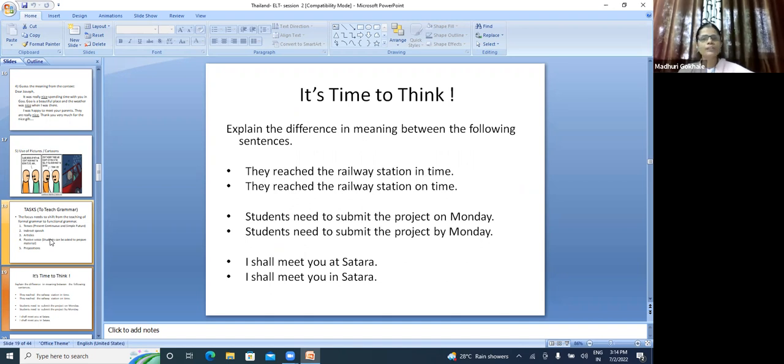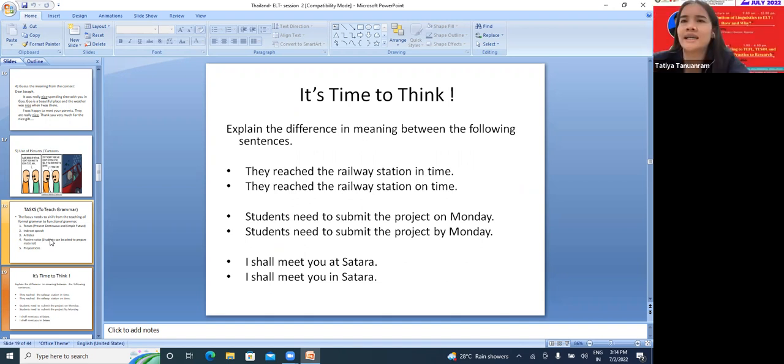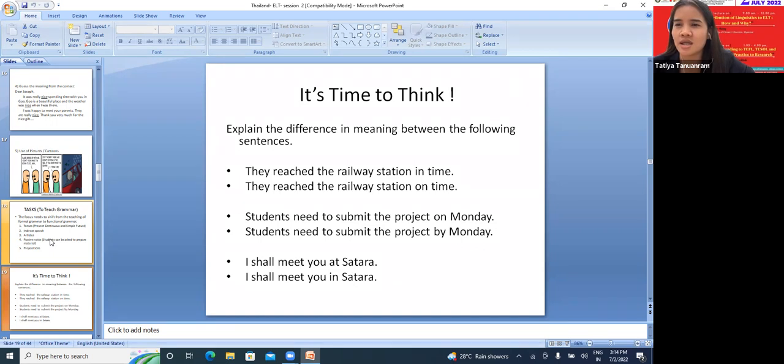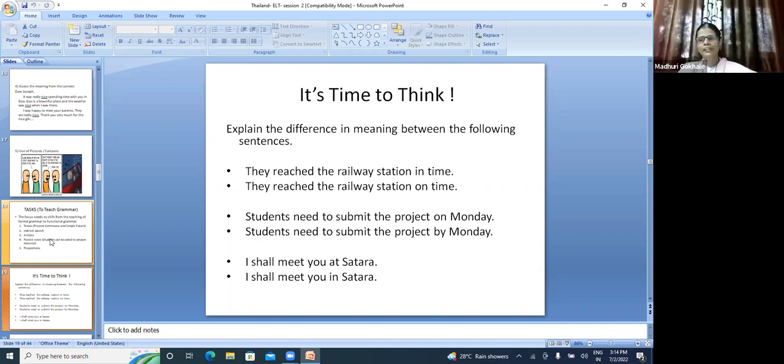Is Tatya here? Yes, Professor. Can you tell me what is the difference in the first two sentences? They reach the railway station in time. They reach the railway station on time. In time means like they arrive within the time.